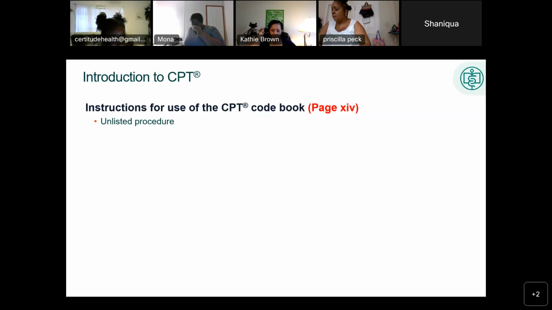On page 16, it's a continuation of the introduction to CPT. It talks about the guidelines, add-on codes, and modifiers, all of which we'll talk about in more detail tonight, but I just wanted you to know where in the book you can find this. And then pages 18 and 19.